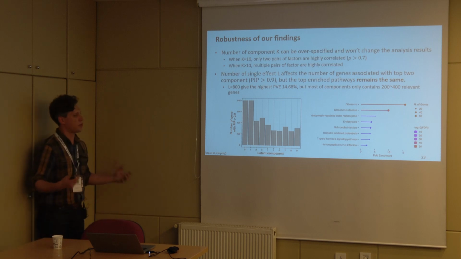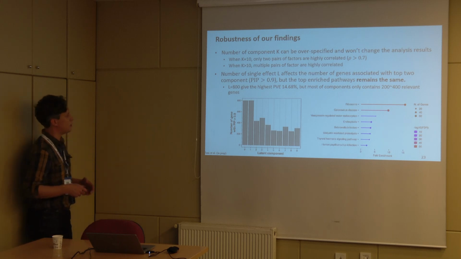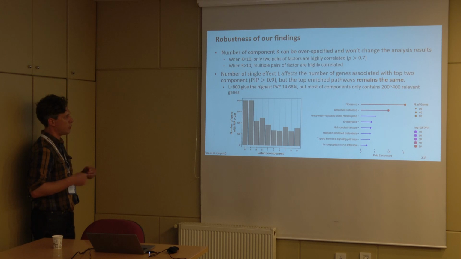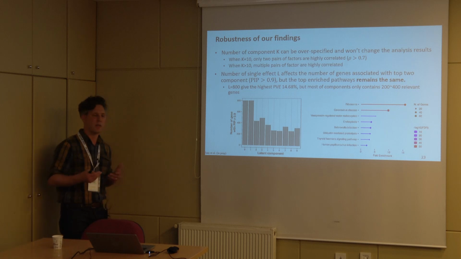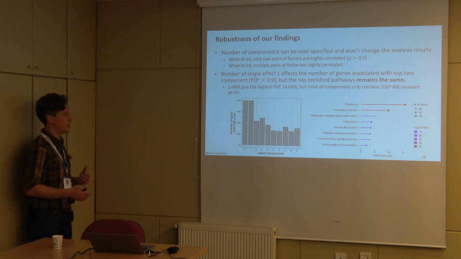And so we wanted to assure ourselves that our findings are somewhat robust to how we selected K, how we selected L. And so we reran by respecifying K, respecifying L. One simple analysis: if we were to increase K, we can then ask how often the learned factors are correlated with one another. And if they're correlated, it's recapitulating the same biology.